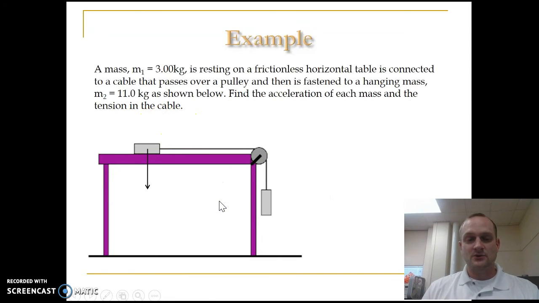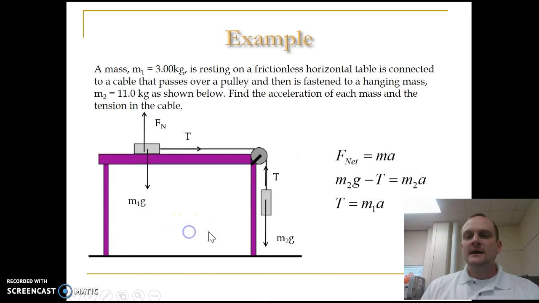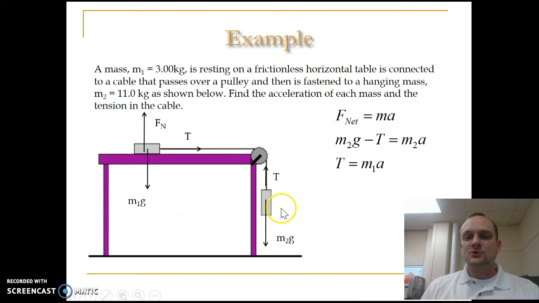Okay, so first thing I need to do is draw my free body diagrams. So I have m1g over here and I have m2g over here. It has to be m1 and m2 because my masses are different. Now I've got the normal force going up and I have tension forces on both objects. And those tensions are the same. So here's what I need to do.